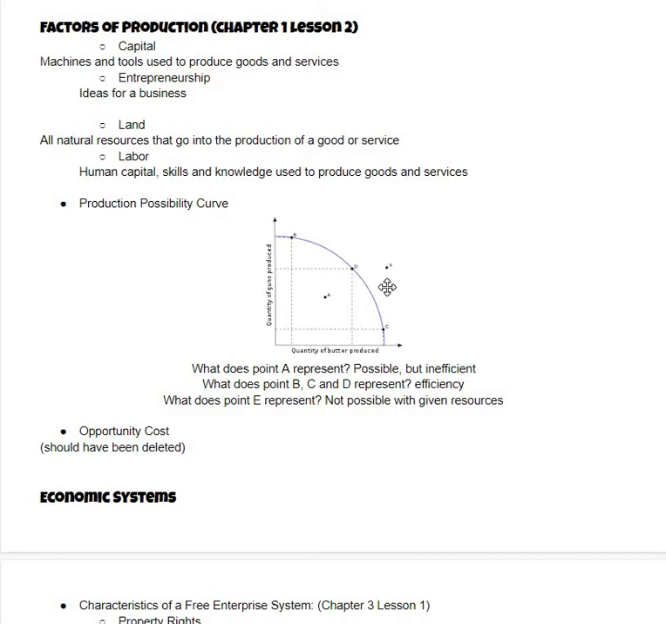Point E, not possible with the given resources, okay, because it's outside the curve. Society can't produce that much of both products without economic growth. If there's economic growth, then you're going to be able to get out to that point E.